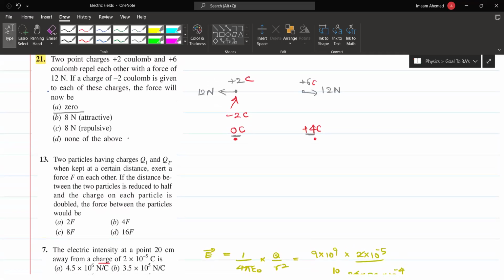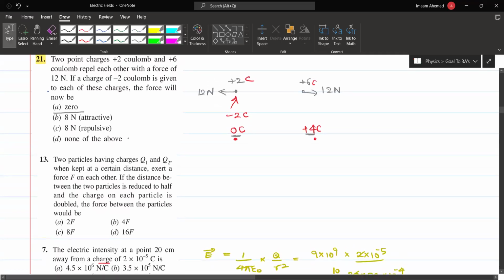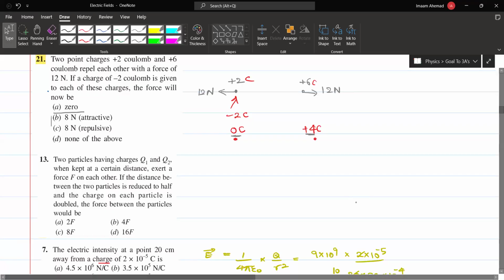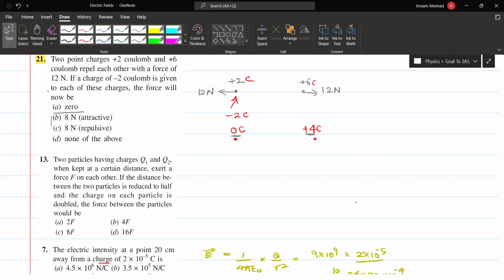Question number 13. That's an interesting question. Let's see who can get the answer. So already I got one answer. How about the others? Those who have not replied or dropped any single message can try.